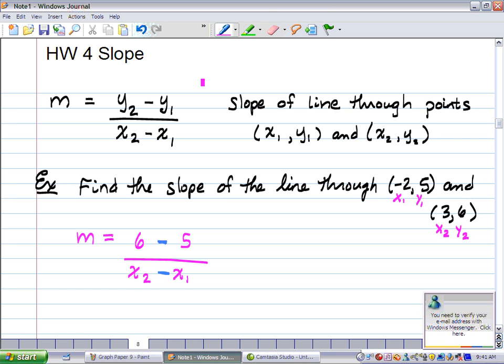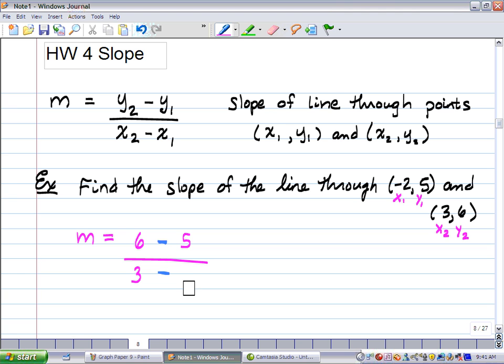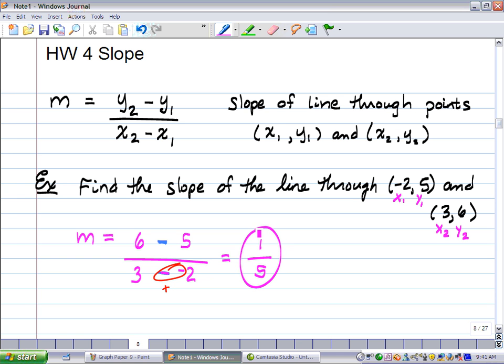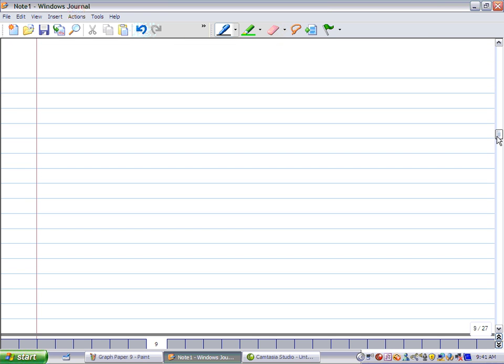So when I go down here, x sub 2 is 3, and x sub 1 is -2. So I have 2 negatives there. So now I have 6 minus 5, which is 1, and 3 minus a -2. Remember, 2 negatives together are going to turn into a plus. So I'm going to have 3 plus 2, or 5. So the slope of the line through these 2 points is 1/5. Let's do another example.